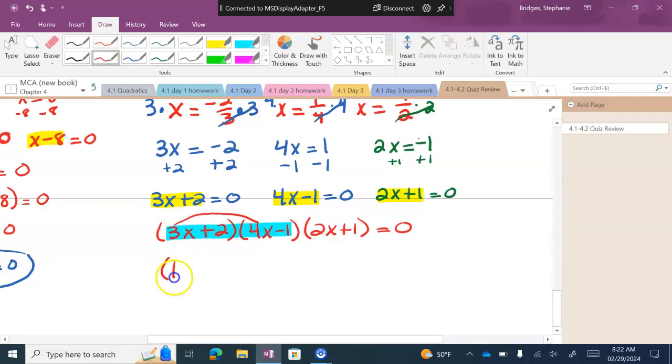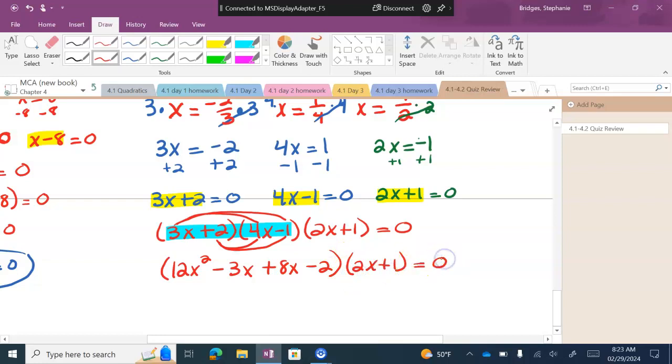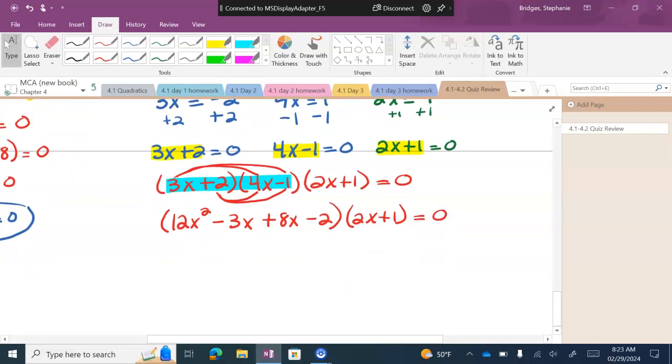3x times 4x is 12x squared. 3x times negative 1 is negative 3x. 2 times 4x is 8x. And 2 times negative 1 is negative 2. Now, yesterday I had a lot of people multiplying it like this, which is perfectly fine. But if you don't combine the like terms, it's going to give you more terms that you have to worry about, which gets a little bit more confusing. So before I continue to multiply, I'm going to combine my terms inside this first parenthesis. What is a negative 3x and a positive 8x going to give me? Positive 5x.